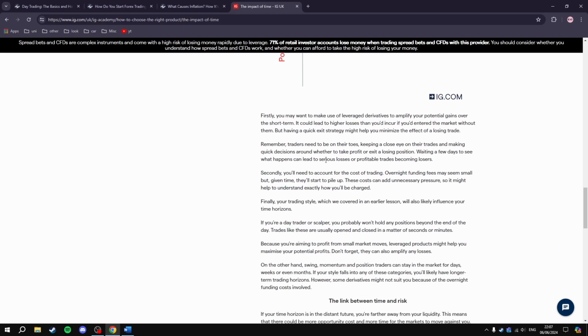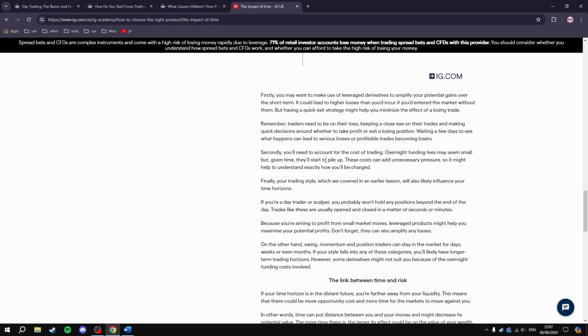Right? And then you need to account for the cost of trading. Overnight funding fees may seem small, like for a day or two, but given time over a long period, they'll add up. So these are unnecessary costs which could eat into your profits. So you need to understand how you'll be charged the overnight funding fees.